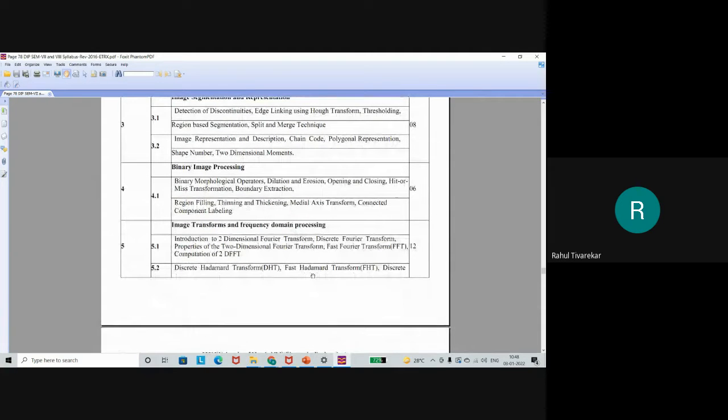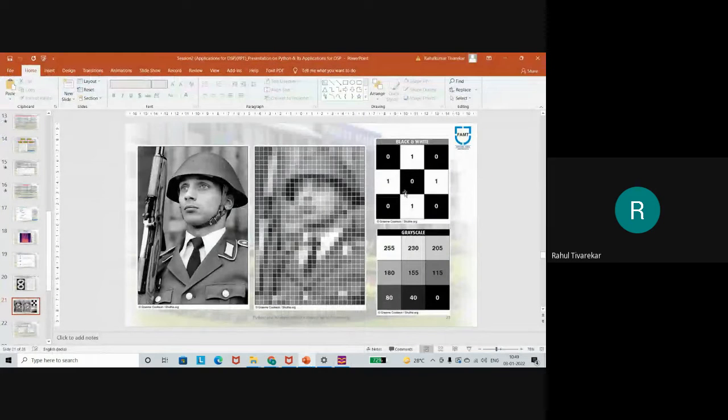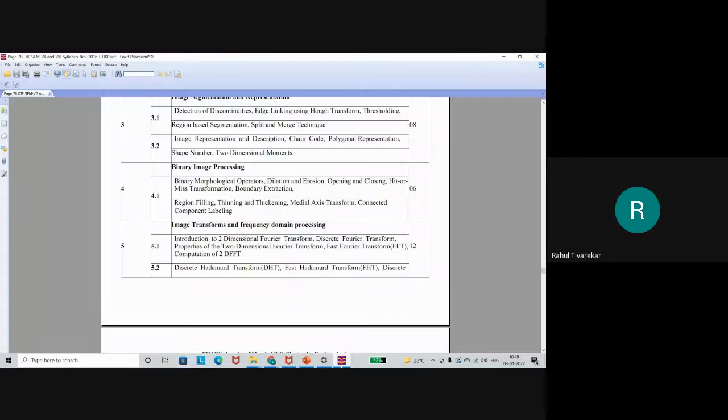In the fourth module, we will see binary image processing. Binary image processing means the image which is having only 1 and 0. The image which I showed you in the PPT here, this black and white image, which has only black color, that is 0, only white color, that is 1. This kind of image is called a binary image because it has only two different colors. That's why binary.